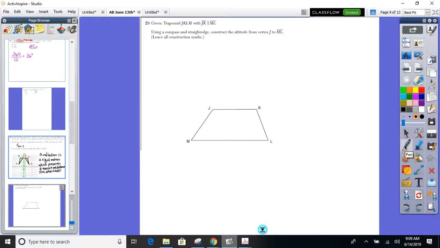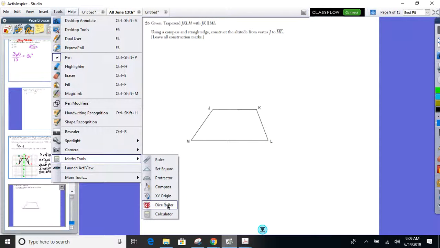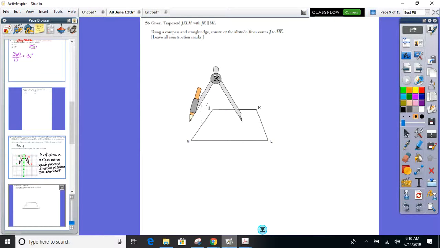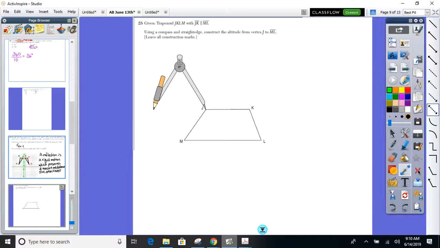All right. How do I end up with a perpendicular line coming from a point? First, where should I be putting my compass point? Anybody want to help? On J, the vertex that it's coming from. I have a feeling this is going to be a disaster with this. Okay, next goal, make an arc that intersects ML twice. That's not going to happen until I extend ML out. Yeah, that's not going to work today.